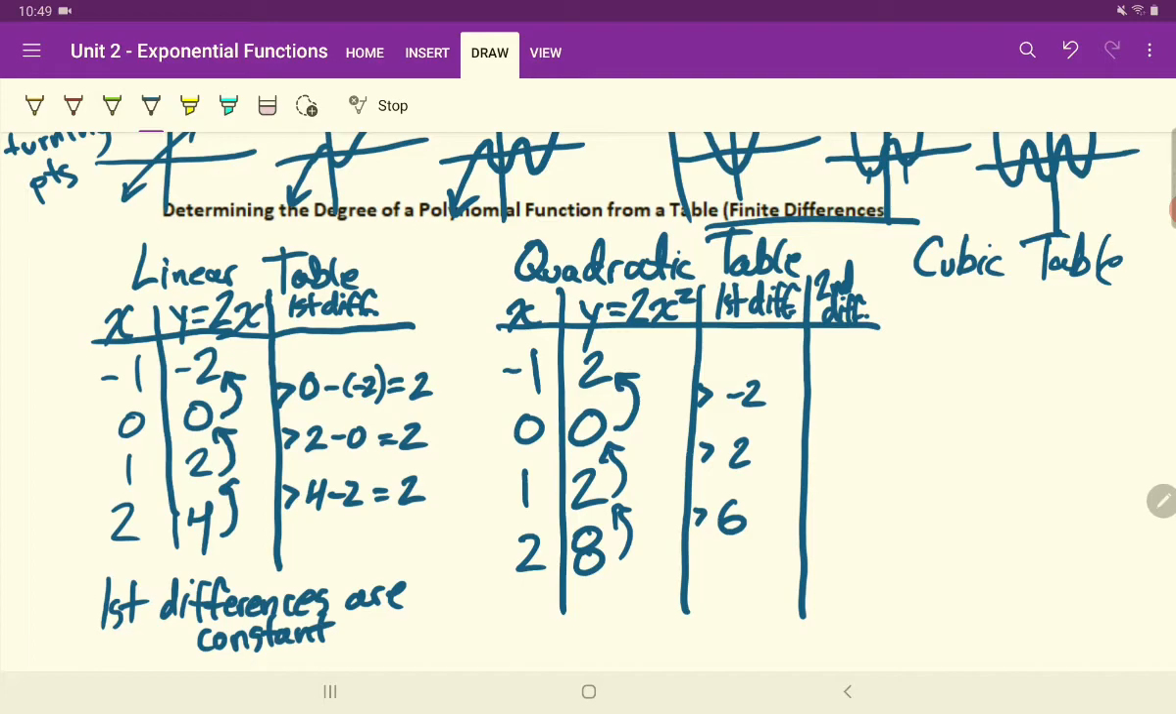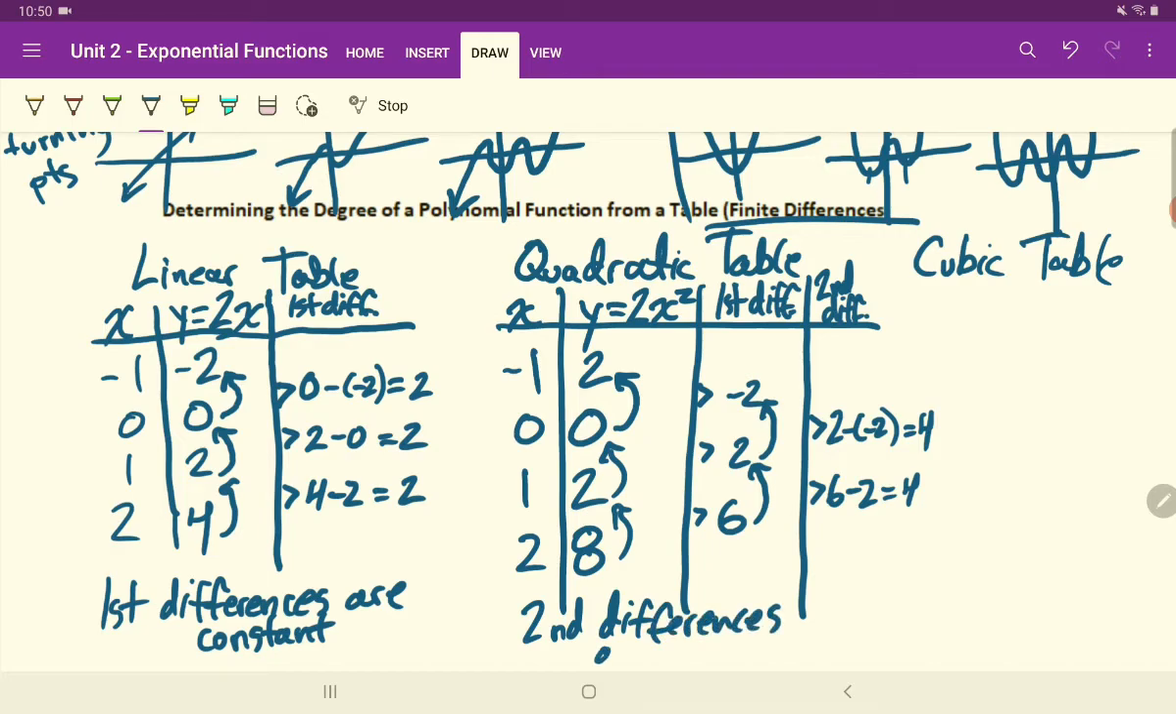are constant. Okay, so if you now do 2 minus -2 is 4. 6 minus 2 is 4. So second differences here are constant. And remember, it's a degree 2 equation, so second differences are constant.